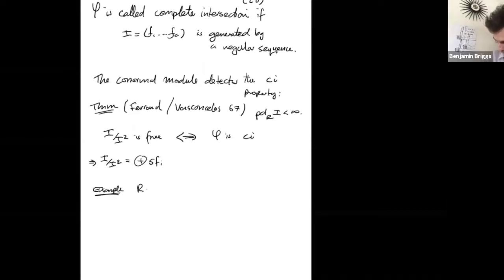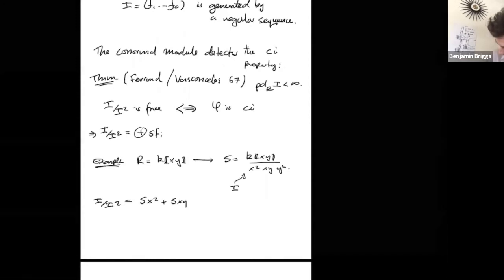Let's take R to be a regular ring. I'm just going to give the smallest example of a non-convenient section, which would be taking this regular ring and factoring by x squared, xy, and y squared. And this is my ideal I in this case.